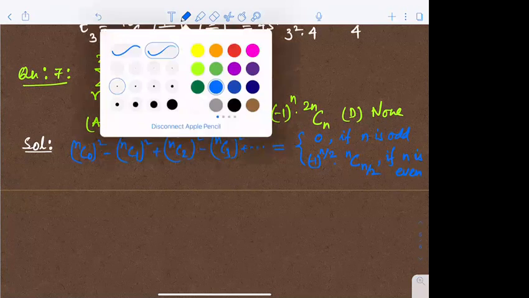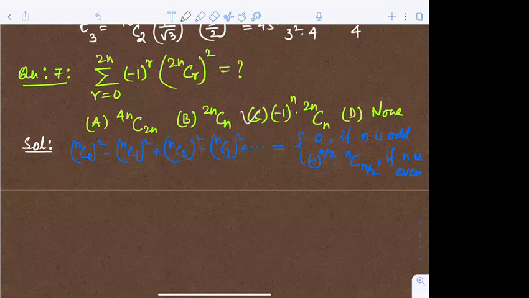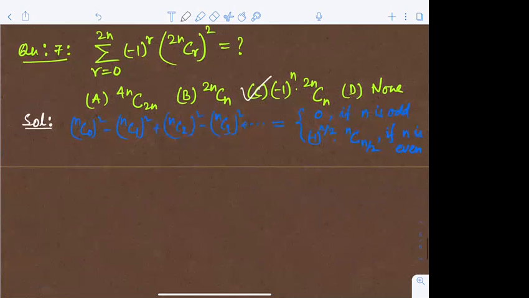If you know this result, you can immediately say the answer will be option C, because here it is 2n. 2n is an even number. Instead of 2n, if it was 2n plus 1, then our answer should be 0. In this case, none of this. So you really need to go through the formulas or concepts sometimes. Otherwise, it will be difficult to solve questions of class 11 chapter.